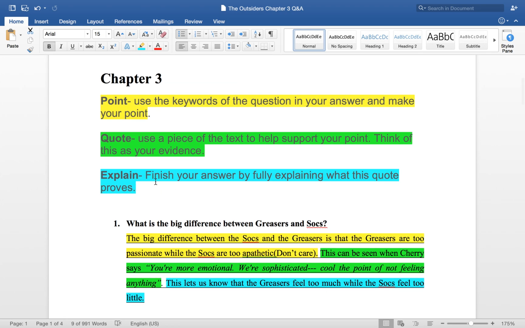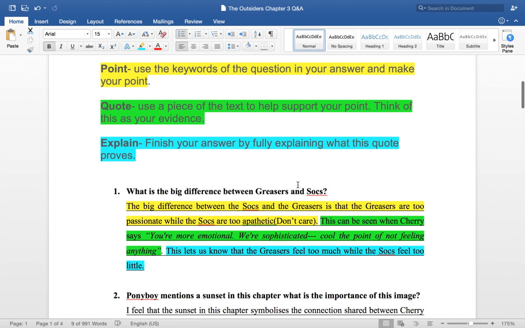And finally, explain. Finish your answer by fully explaining what this quote proves. So what is actually being said here? I've highlighted them here and broken down my answer into PQE for my first question. So we're going to get straight into it, question by question. I don't want this video to be crazy long, so we'll try and get through this quickly enough.